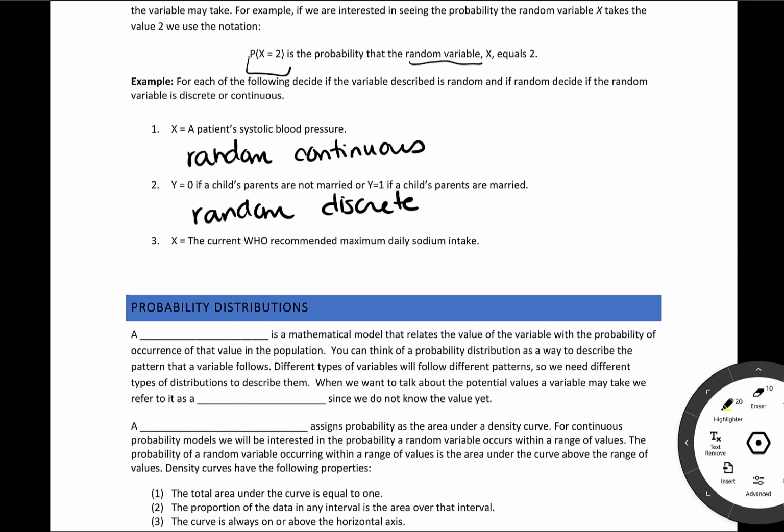Next, X, the current WHO recommended maximum daily sodium intake. Now, prior to me going onto the internet and looking this up, I personally don't know what it is, but it is a fixed number. It doesn't change. Once I know what that number is and I go and look it up again, it's not going to change. So this is not random.